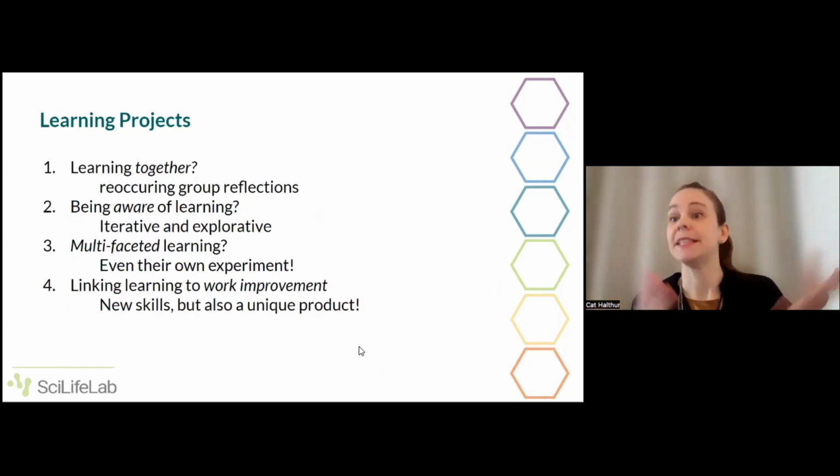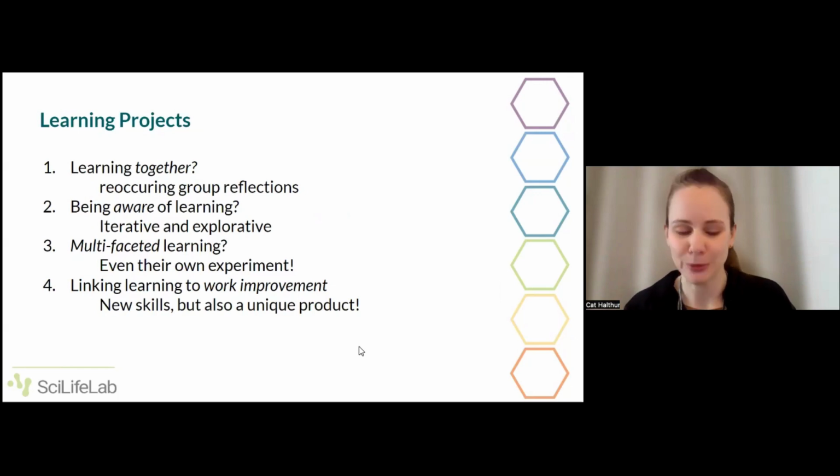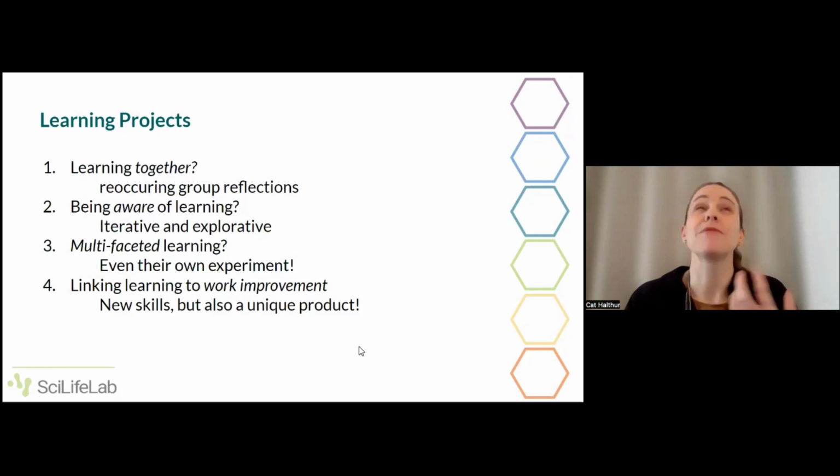So the question is, did they fulfill all the requirements? Well, they, of course, were learning together. There were reoccurring group reflections where they talked about everything from what they've learned, what they've read, what they've learned during class, what others talked about, etc. And they were, of course, also aware that they were learning because they did it iteratively and explorative. They were talking about their reflections upon their reflections of what they've learned.